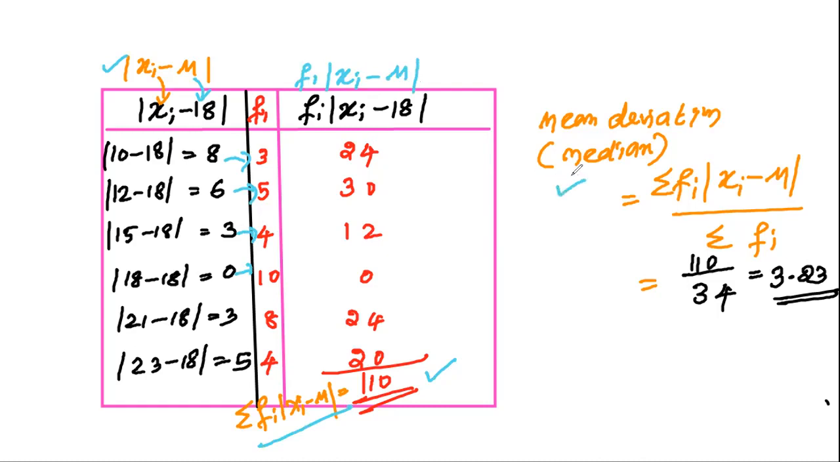We know that mean deviation about the median of this grouped data is equal to sigma fi into modulus of xi minus M divided by sigma fi, that is 110 divided by 34, which is equal to 3.23.